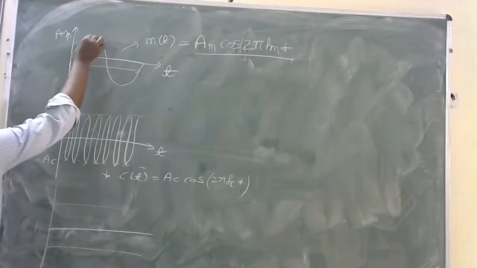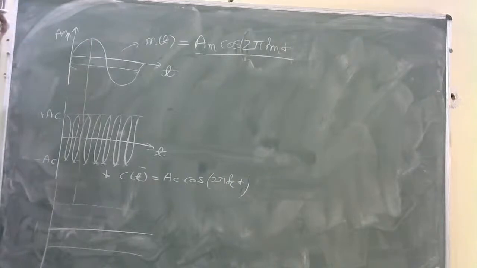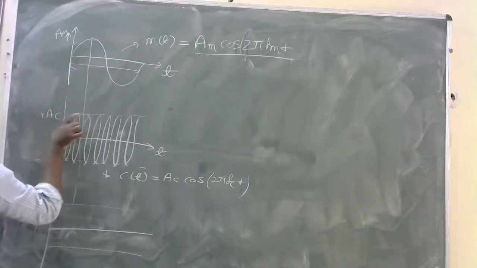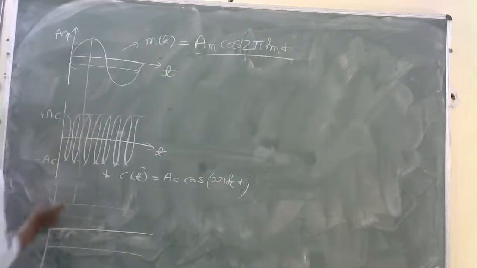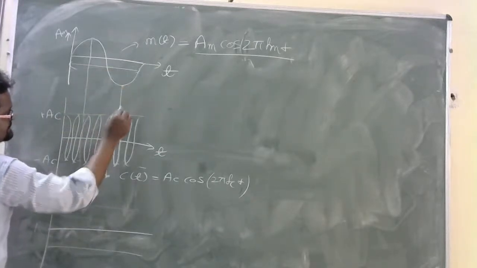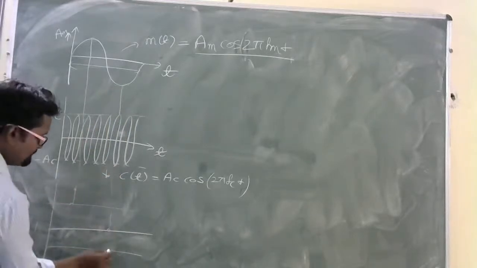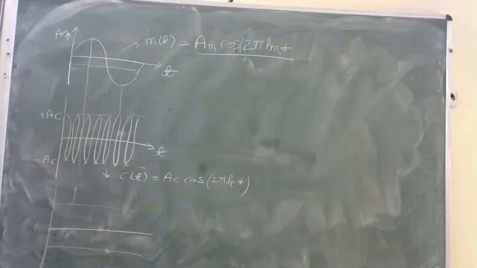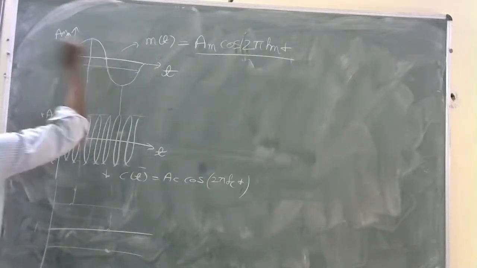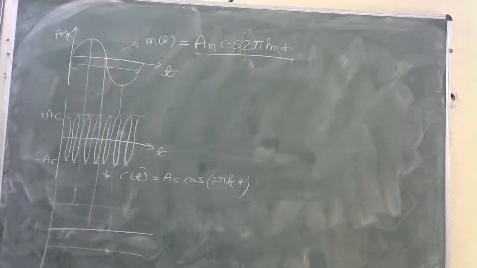Is it clear? So here at this point, the amplitude is higher, so accordingly we will get the maximum amplitude of the modulated signal at this point. Is it clear? Now here the amplitude of the message signal is lower, that's why at this point we will get a low amplitude. Is it clear? Here the amplitude of the message signal is 0, so at this point we will get the amplitude of the carrier signal as 0.